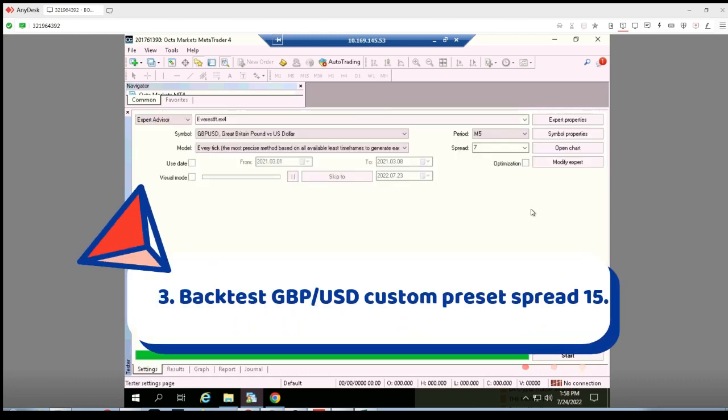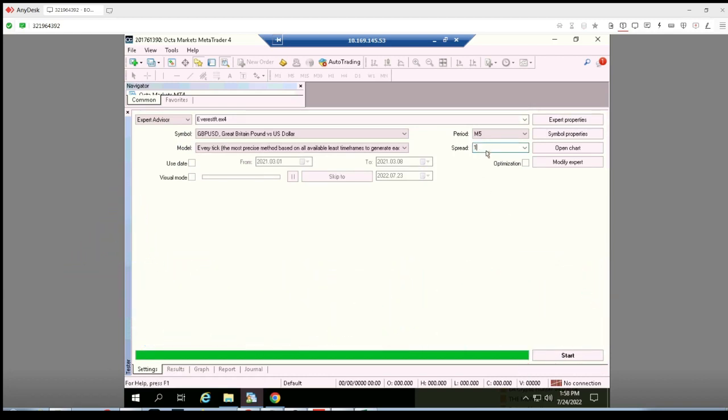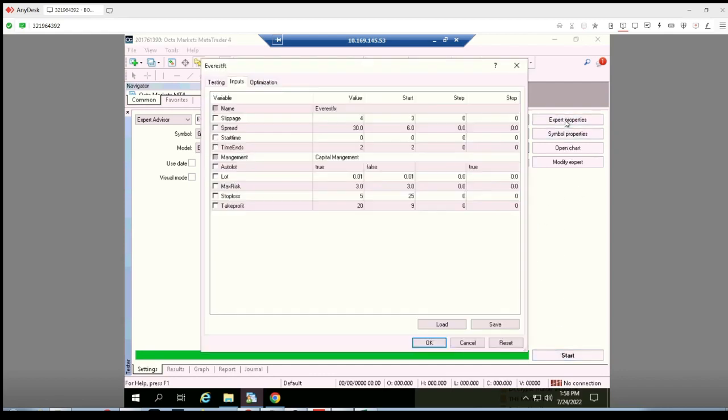3. Backtest pound sterling to US dollar custom preset spread 15. Then what about bigger spreads? We try with a spread of 15 and see the results. The preset settings are still the same as the second backtest. Only the spread has been increased to 15.